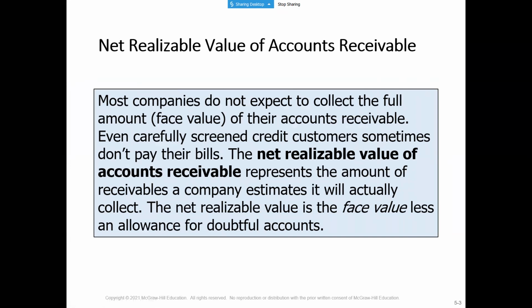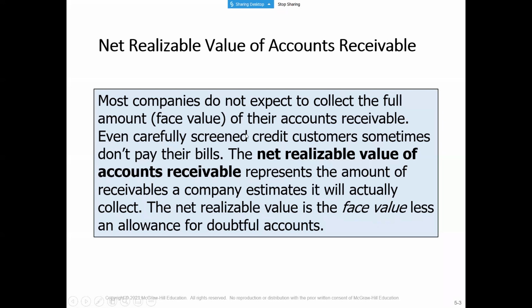So they do talk a little bit about net realizable value of accounts receivable. Of accounts receivable, this amount is how much our company believes we will ultimately be able to collect from our customers. There is an allowance for uncollectible accounts, which is the amount that our company believes we will not be able to collect from our accounts receivable. So net realizable value is, again, the face value of accounts receivable less an allowance for doubtful accounts.